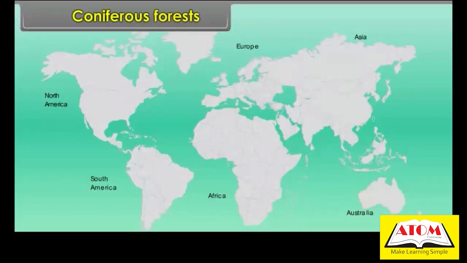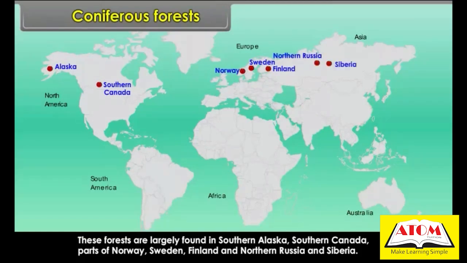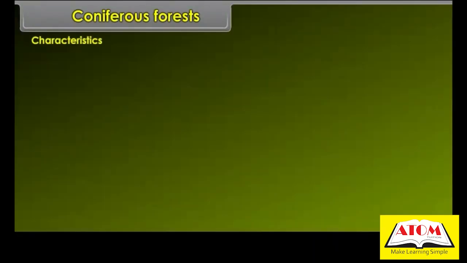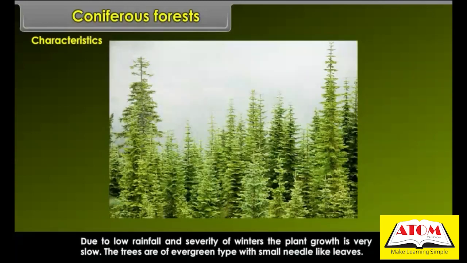Coniferous forests. These forests are largely found in southern Alaska, southern Canada, parts of Norway, Sweden, Finland and northern Russia and Siberia. Characteristics: the winters are very cold and severe, and summers are warm and of short duration. This climate largely controls the growth of plant life. Due to low rainfall and severity of winters, the plant growth is very slow.